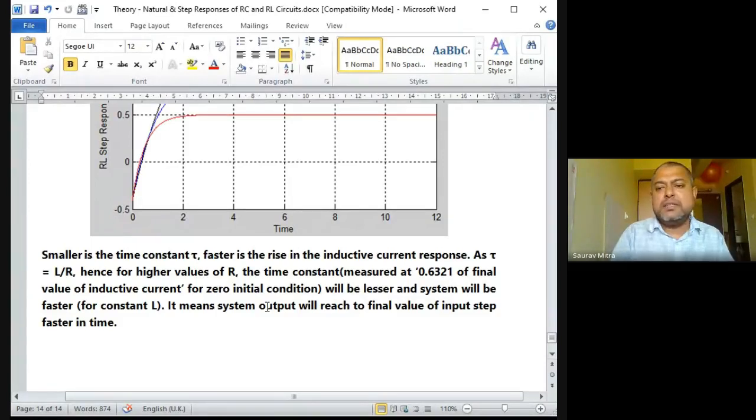Just follow all this, see the code and try to match this theory with the code, then you'll be able to understand. Smaller is the time constant, faster is the rise of the inductive current. Tau is equal to L by R. Hence for higher values of R, the time constant will be lesser and the system will be faster. It means the system will reach the final value of the input step faster in time. So the lesser the time constant, the faster the response.